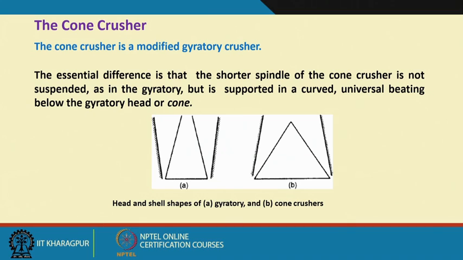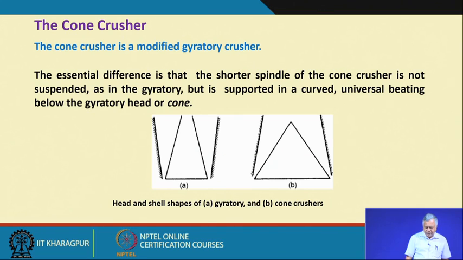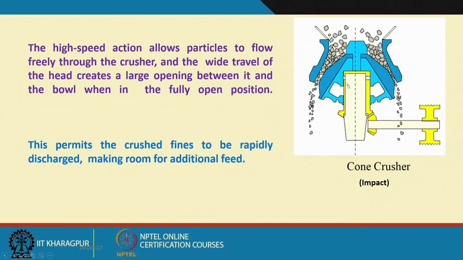Now, let me show you some of these secondary crushers. One very important and widely used secondary crusher is the cone crusher. A cone crusher is nothing but a modified gyratory crusher. That means its breakage mechanism is almost similar to your gyratory crusher. There are some differences, but before I describe this slide, let me show you this. This is basically a cone crusher.